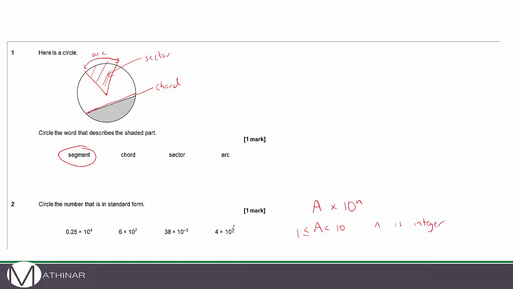So we don't have a whole number here, so that's gone. 0.25 is not between 1 and 10, so that's gone. 38 is not between 1 and 10, so that's gone. So that just leaves us with this one here, 6 times 10 to the power of 7.